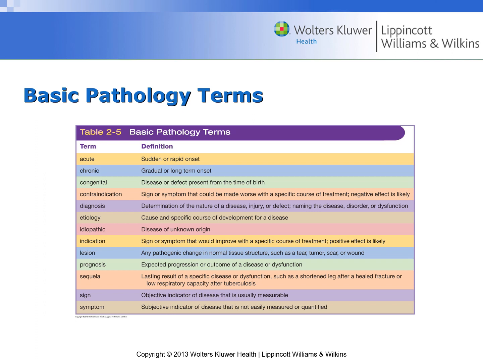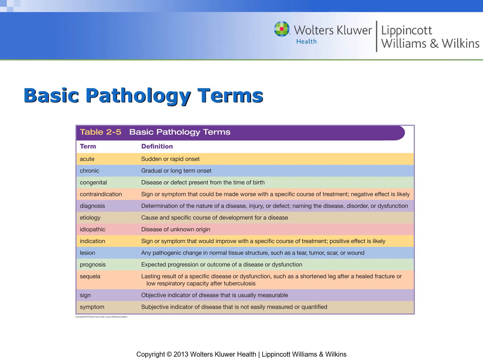Lesion is any pathogenic change in normal tissue structure, such as a tear, a tumor, a scar, or a wound. Prognosis is the expected progression or outcome of a disease or dysfunction.